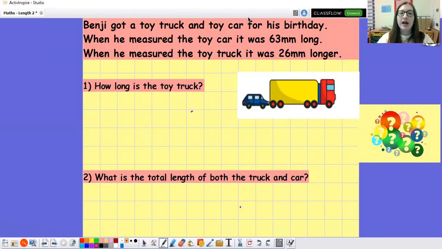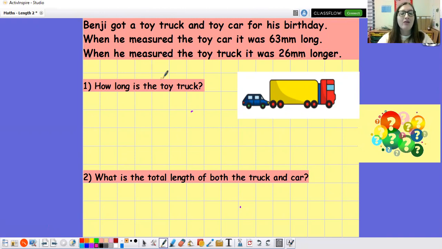Benji got a toy truck and toy car for his birthday. When he measured the toy car, it was 63 millimetres long. When he measured the toy truck, it was 26 millimetres longer.